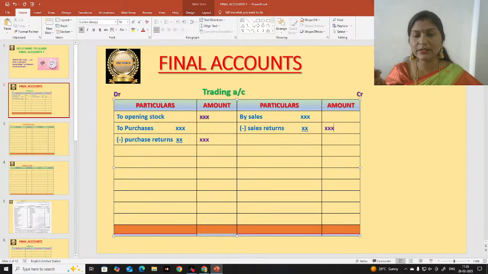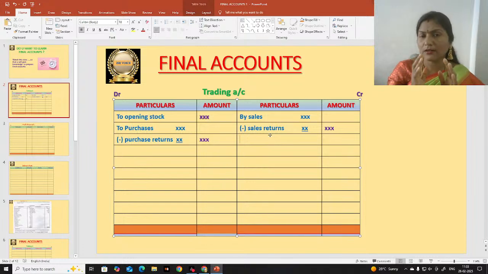For all amounts I am here writing only XXX because this is a format. Whenever we do a problem, we take the values from the question. So let us go to the next item. On the credit side, the next compulsory item is closing stock. Closing stock, in most of the cases, will be available in the adjustments in the question.